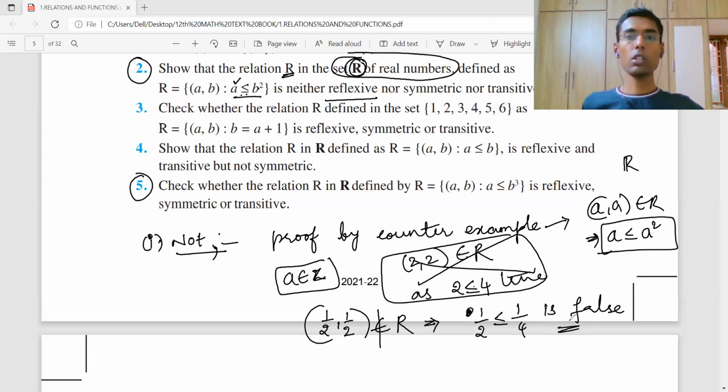That means if you are able to give one example, that means you know many examples. Yes, sir. Right. So symmetric. How do you prove symmetric? Not symmetric. How do you prove not symmetric?